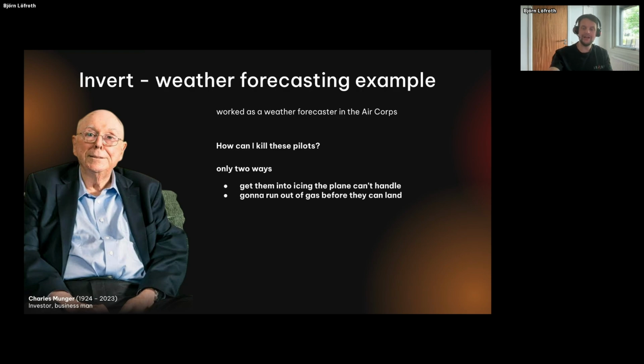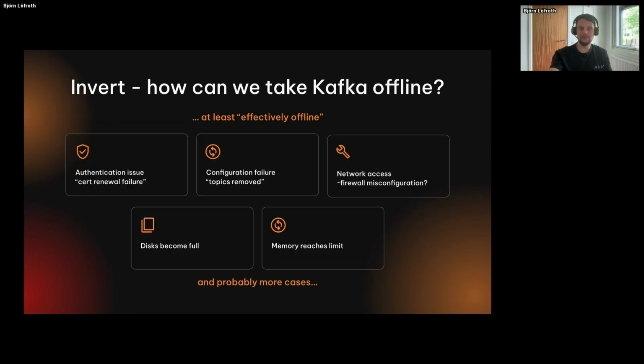So you might ask yourself, what does this have to do with Kafka? Well, I suggest that we all invert our way of thinking about Kafka as well. Of course, we want to keep it up, but what if you just think about how can we take Kafka offline, or at least effectively offline? And you can probably brainstorm even more areas, but let's look at these ones that I thought about.